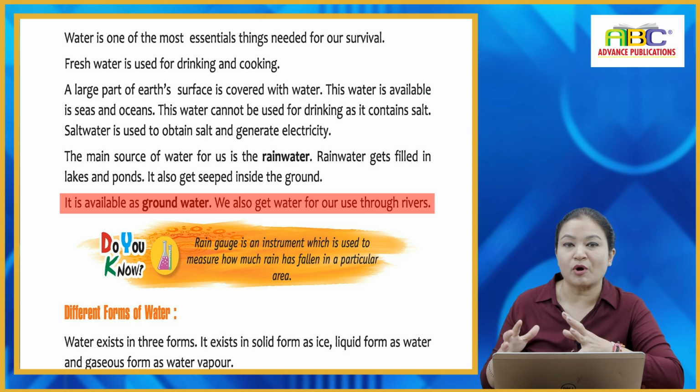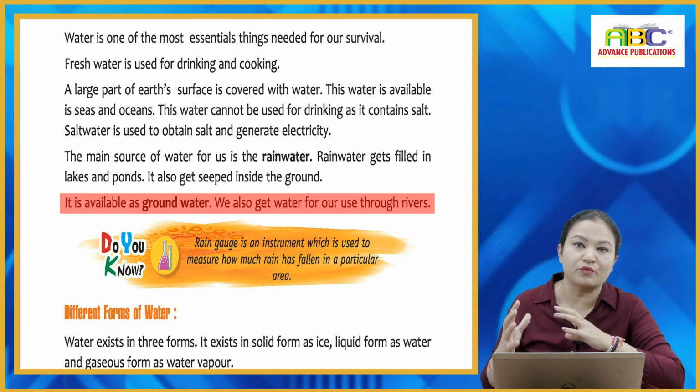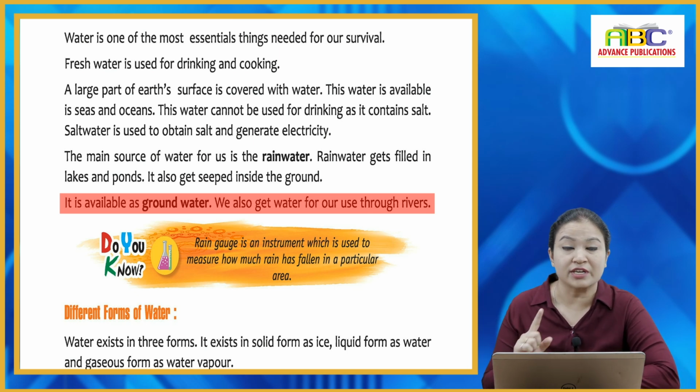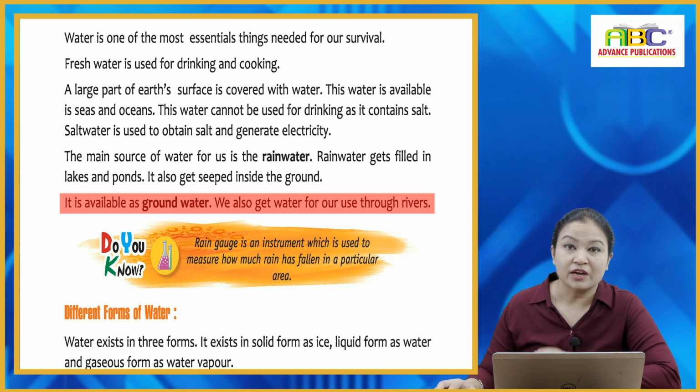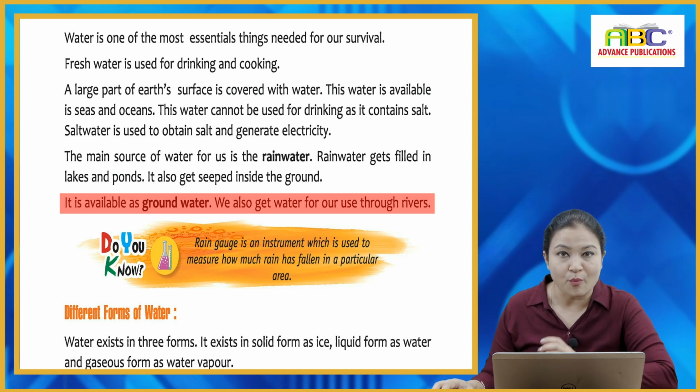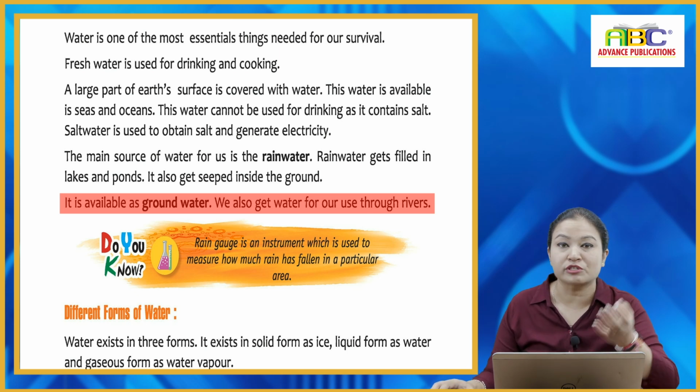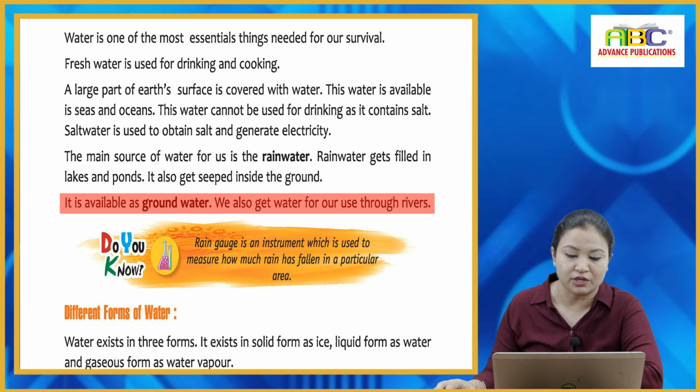So a large amount of Earth is covered with water, but that water is not drinkable because it is salty. So we get water from rainwater. It is drinkable, and rainwater is stored in ponds and lakes, and it also goes down in the ground. So it is called groundwater.